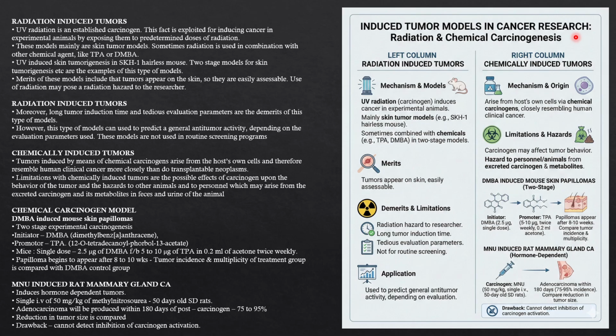So chemical carcinogen models such as DMBA and TPA are two-stage skin tumor models that closely resemble human cancer development and allow the controlled study of tumor initiation and promotion. These models are widely used for studying carcinogenic mechanisms and to test chemopreventive agents.